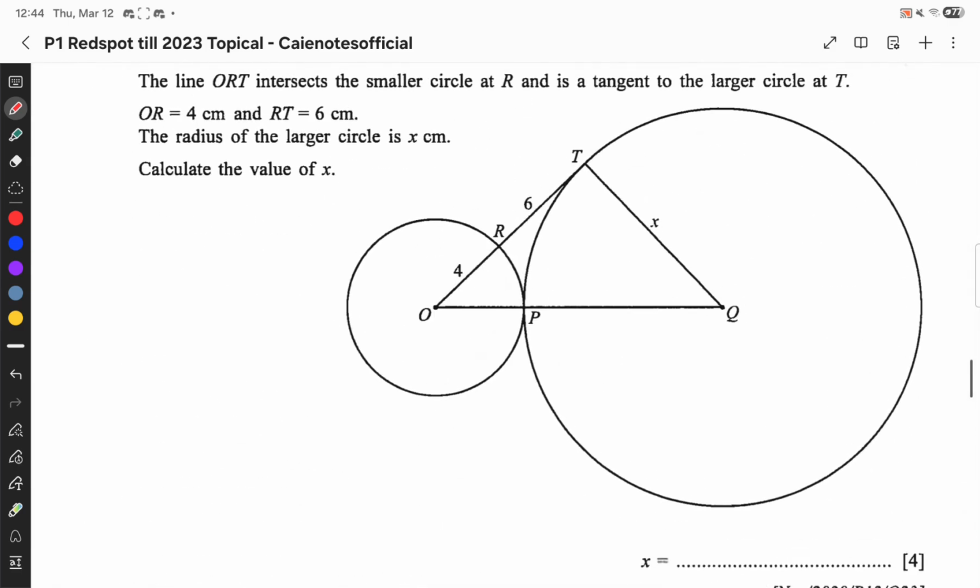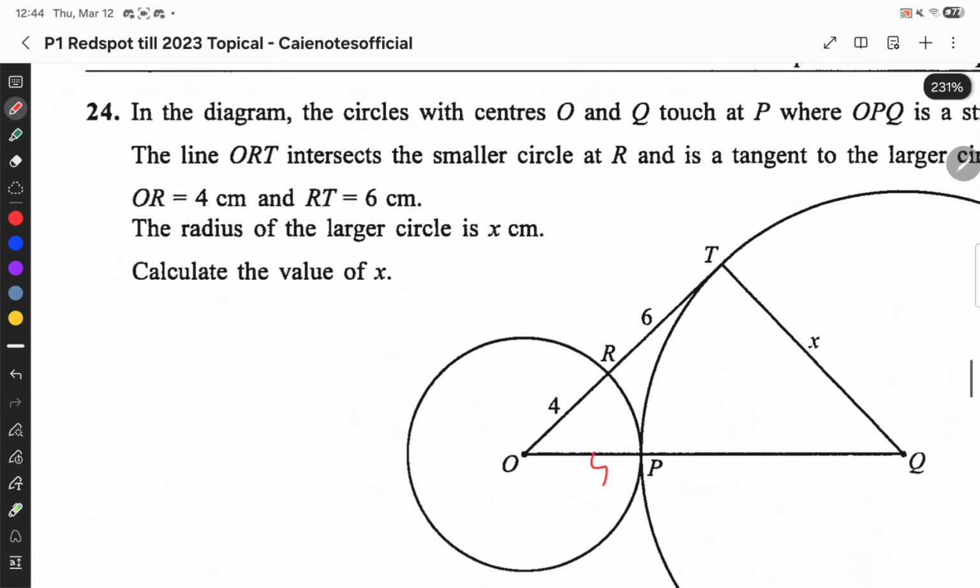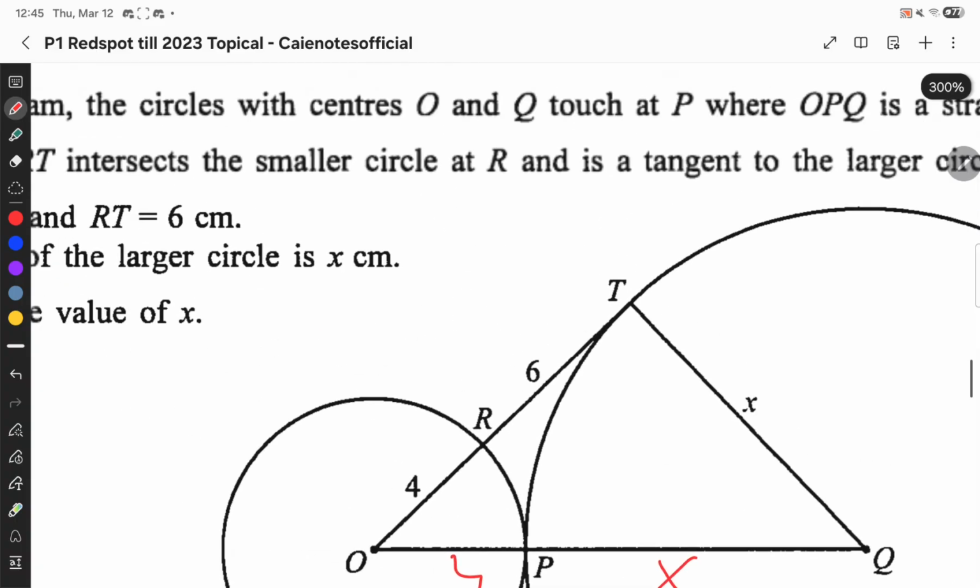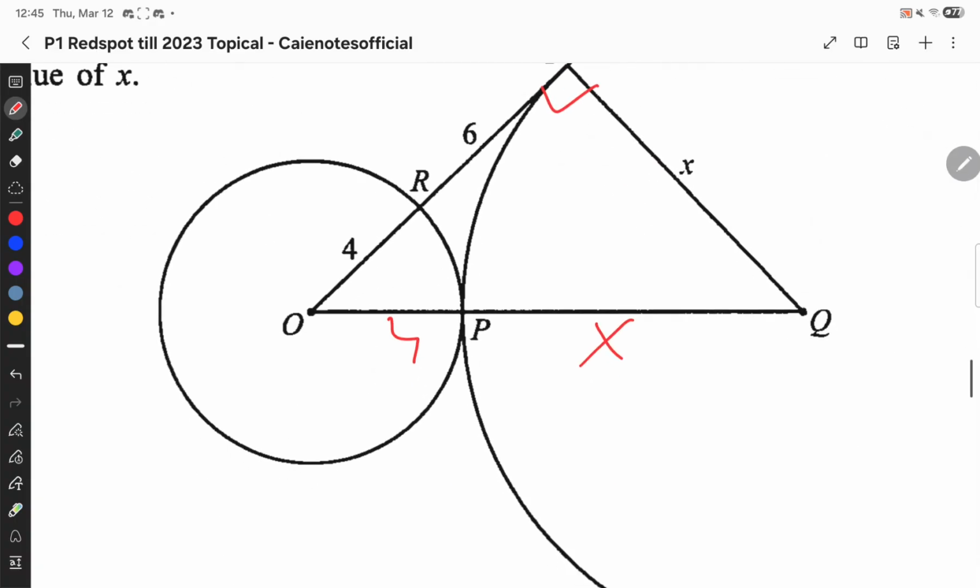Find the value of x. I hate this. Oh my god, this is 4, this is 6, this is x. We know this is 90 degrees, this is something, this is something.